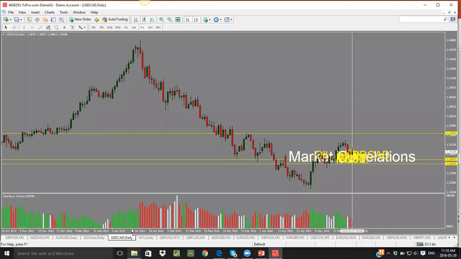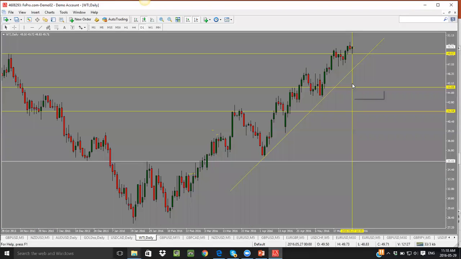So in terms of just visually looking at it, as we can see, US dollar moving, dollar CAD moving down, and oil moving up. So there's a clear inverse relationship between the two. So now let's understand, how do we then take advantage of something like that? So how do we know?